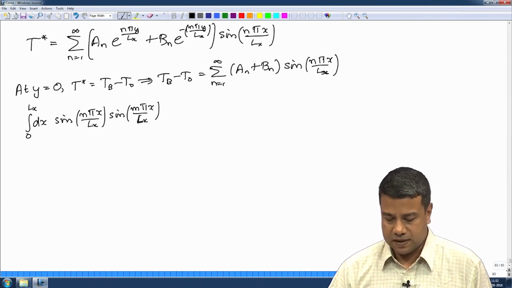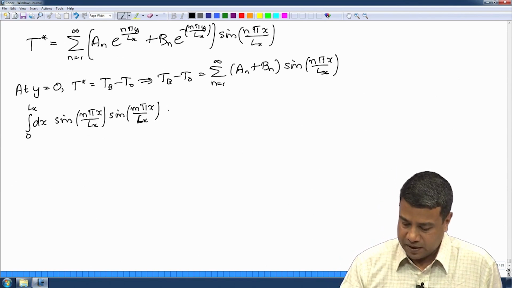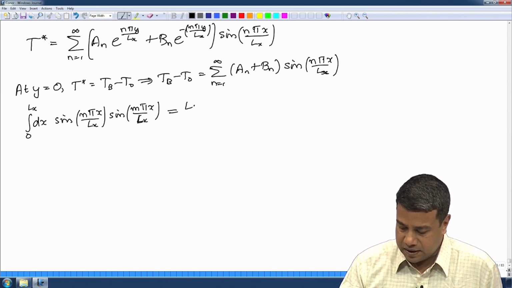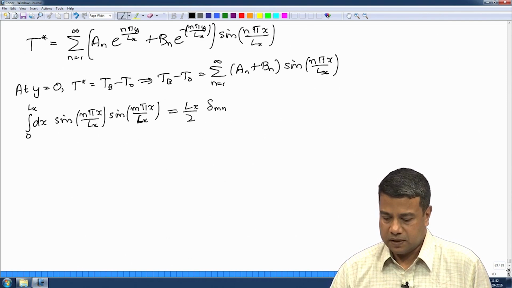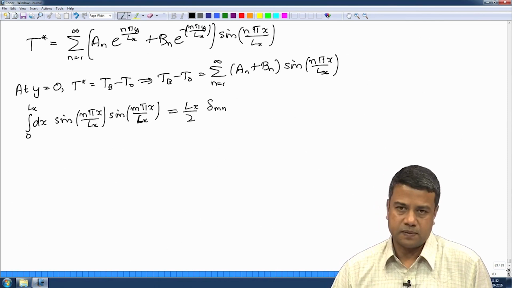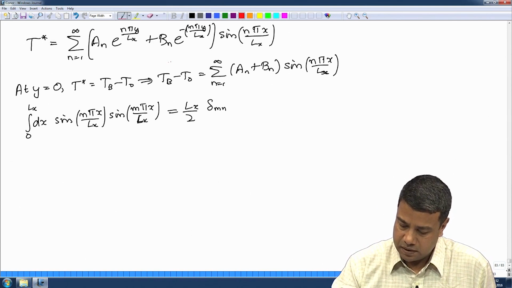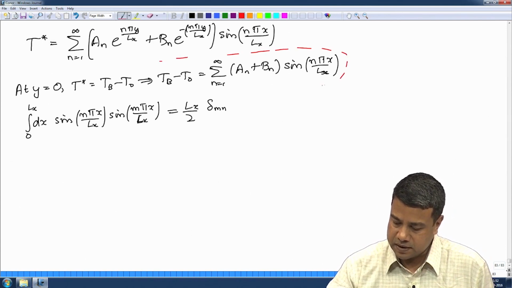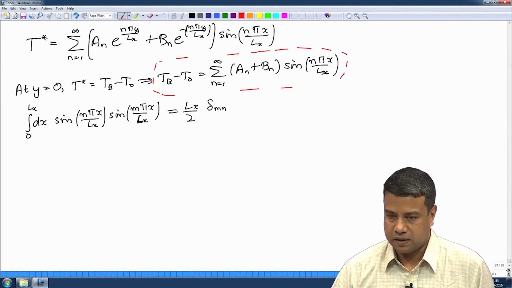So, that is a slight simplification, but nevertheless you can do this integration, and this will just give you Lx by 2 times delta mn. This is non-zero only when m is equal to n, and when m is equal to n, this is equal to Lx by 2. So, what do I do? Multiply both sides of this equation by sine of n pi x by Lx and integrate.